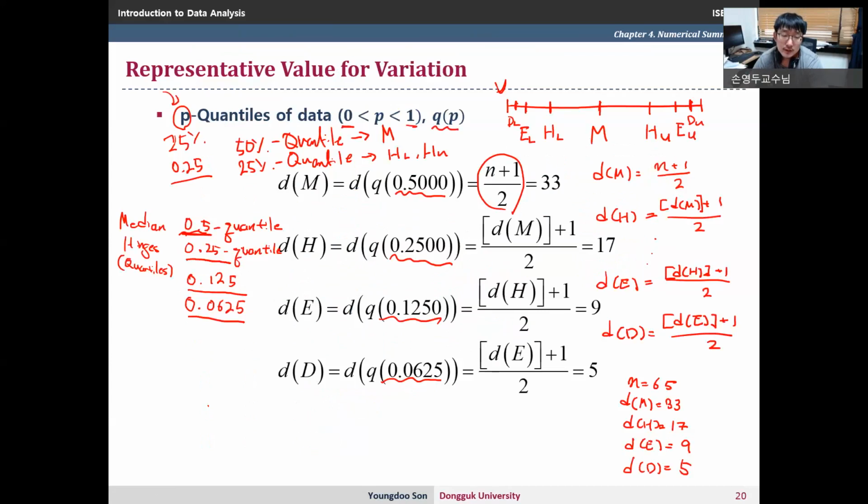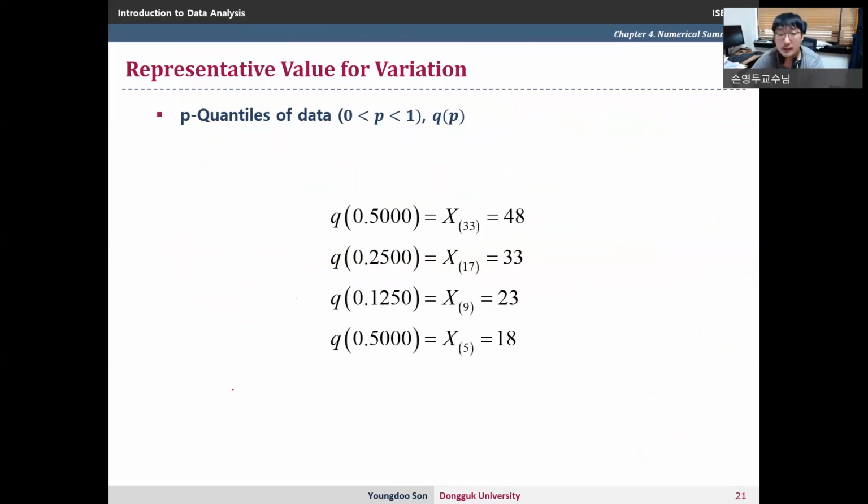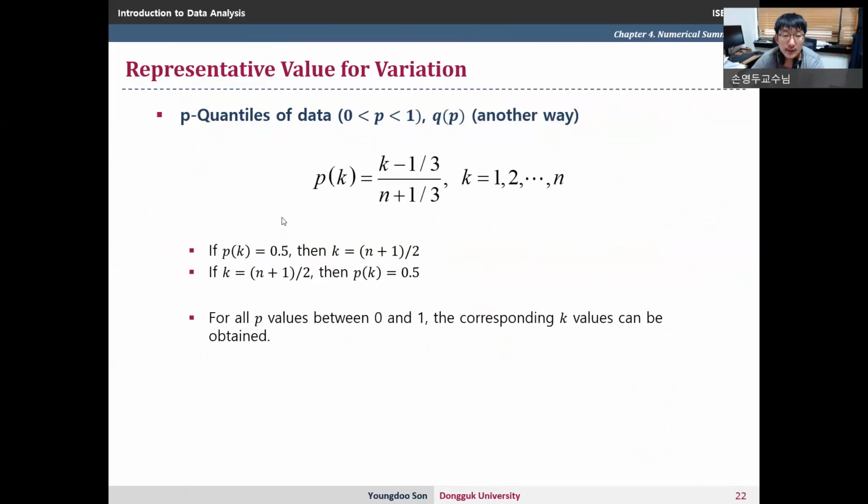However, then how can we calculate the depth of, for example, p equals 0.1? How can you calculate the depth of these p quantiles? For that case, we can use this formula. There are many ways to find the p quantiles. However, in this textbook, we will use this definition.